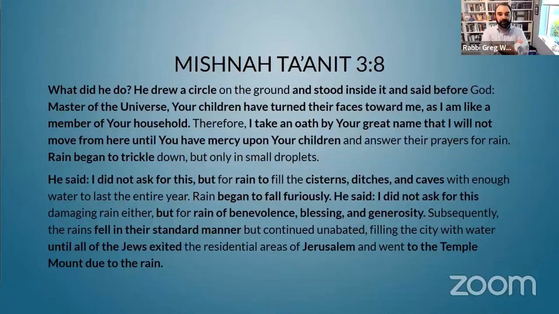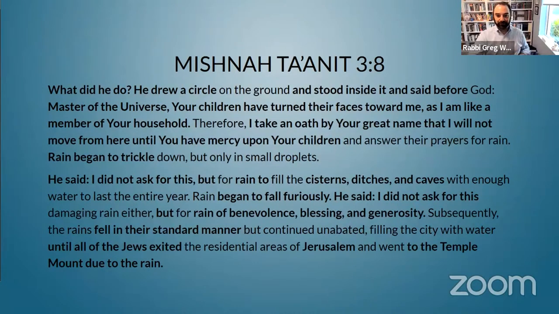And I will not move from this spot. I'm standing in one spot, by the way, if you can tell. I will not move from this spot until you do what I like. And so in a figurative sense, in a literary sense, he draws the circle around God by drawing the circle around himself.